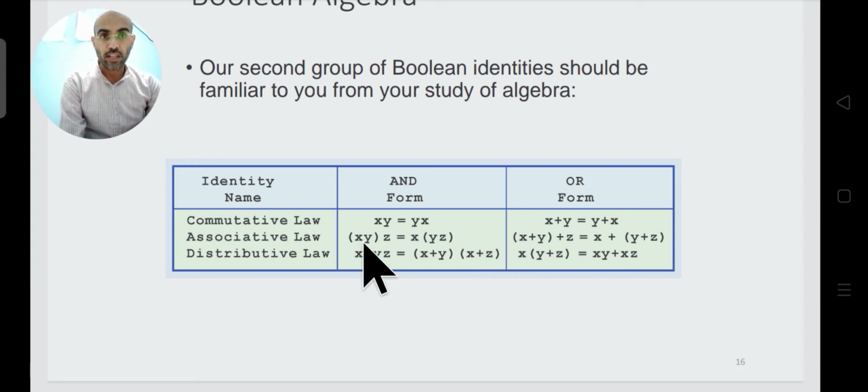Then there are the distributive law and the associative law. The associative law says that if there are 3 variables involved, and you do x dot y and then multiply this product by z, that will be equal to x multiplied with the product of y dot z. Then in the OR form, if you sum 2 variables and add a third variable to that sum, that will be equal to x plus the sum of the other 2 variables, y plus z.